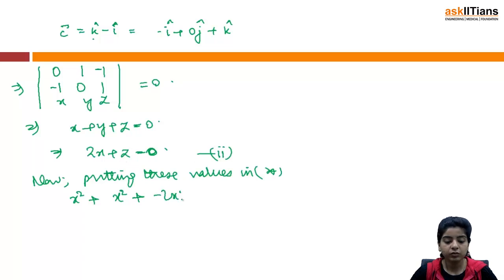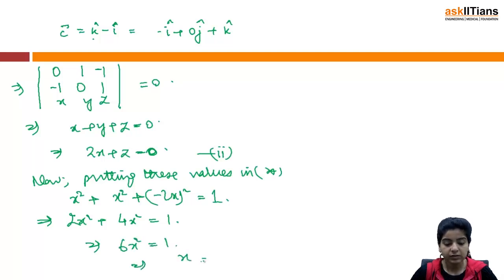So minus 2x whole square, x square plus y square plus z square is 1. So this gives me x square, 2x square plus 4x square is 1, which implies 6x square is 1, which implies x is plus minus 1 by under root 6. So x is plus minus 1 by under root 6, and since now we have obtained the value of x, we can easily find out the values of y and z also, and finally we can just substitute these values in vector d to evaluate vector d.